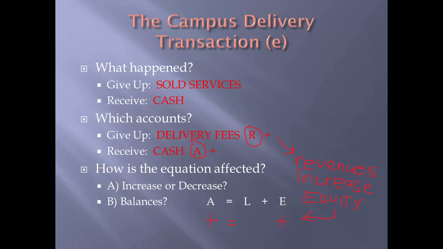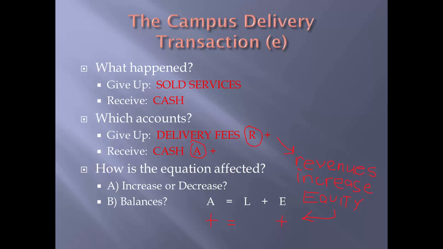Now we go to question 3. How is the equation affected? And here's where we have to say increase or decrease. So we go back to the top to the what happened. Does the business have more or less cash than we did 5 minutes ago? We have more cash than we did 5 minutes ago. Did the business sell more services than it did 5 minutes ago? Yes, it did. It sold more services. So I'm going to put a plus next to cash and a plus next to delivery fees.